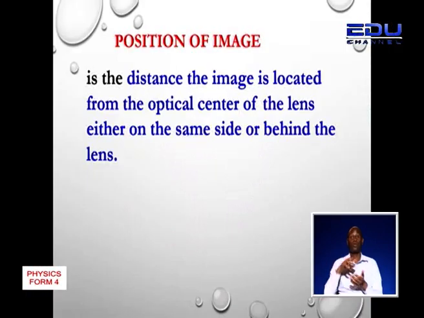What about the position of the image? The position of the image is the distance the image is located from the optical center of the lens, either on the same side or behind the lens.